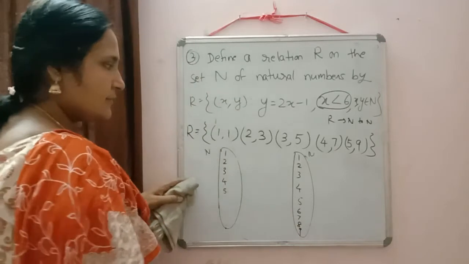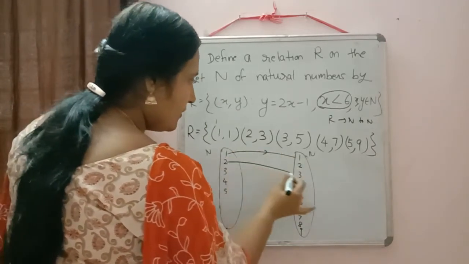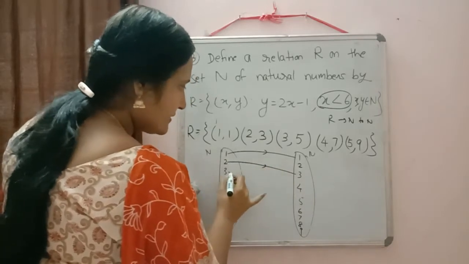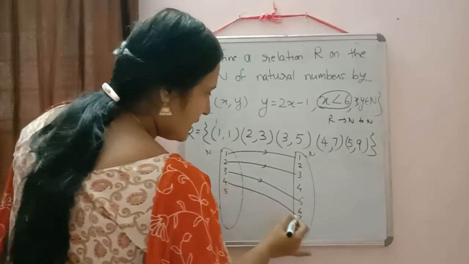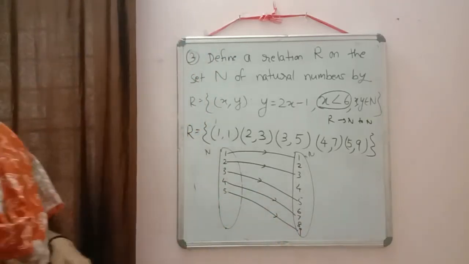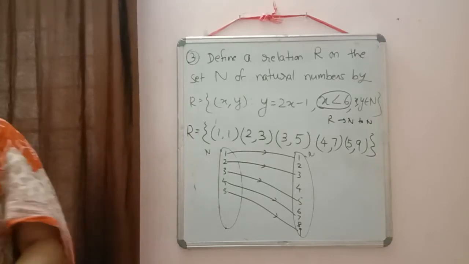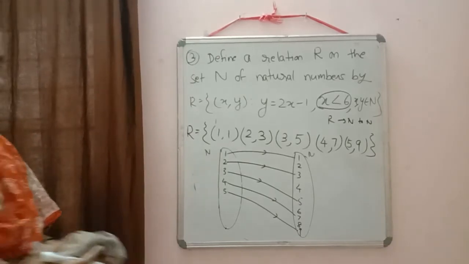So first one: 1 is related to 1. 2 is related to 3. Then 3 is related to 5. 4 is related to 7. And 5 is related to 9. So this is the arrow diagram. So I think this concept is clear to you. Okay. So write down the next one.